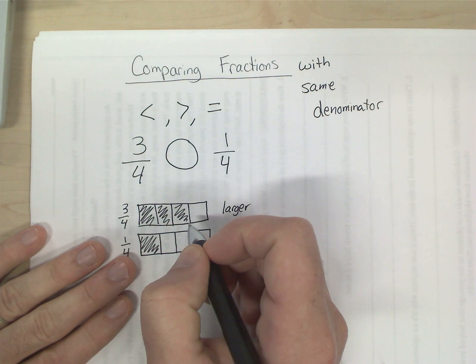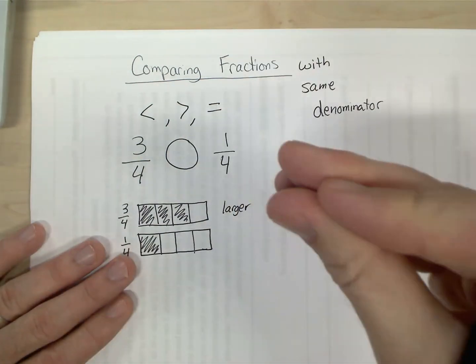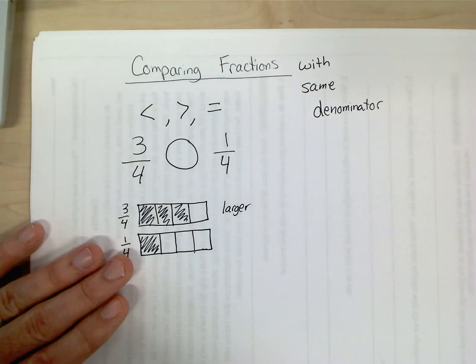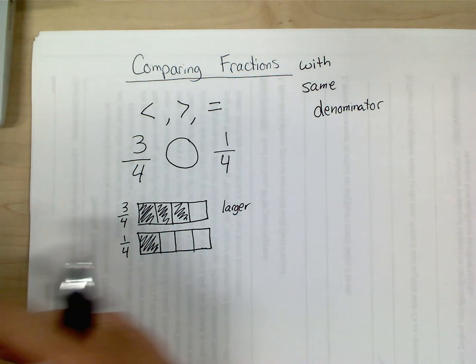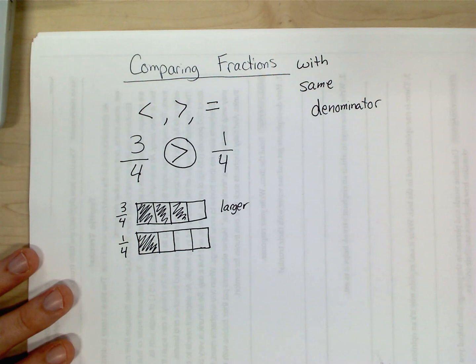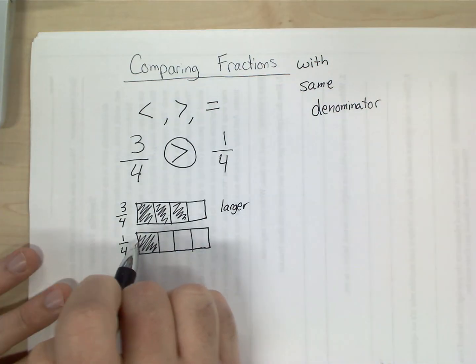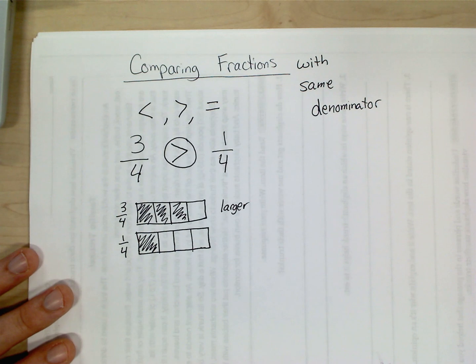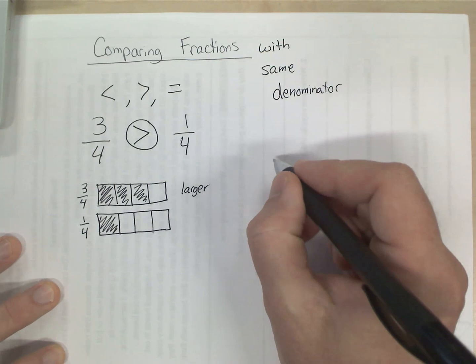So then I go up here and I use my alligator mouth. Okay, is the alligator mouth going to eat 3/4 of a candy bar, or is it going to eat 1/4 of a candy bar? Because remember, alligators, they're kind of hungry animals and they want to eat the bigger thing, right? So this one is going to get the greater than symbol because this one has more colored in than this one. Okay, so that is how we're going to be looking at comparing fractions. Let's do another one together.